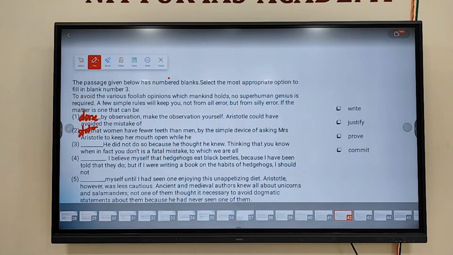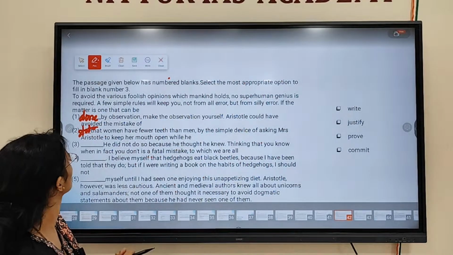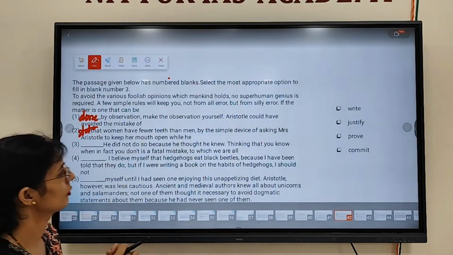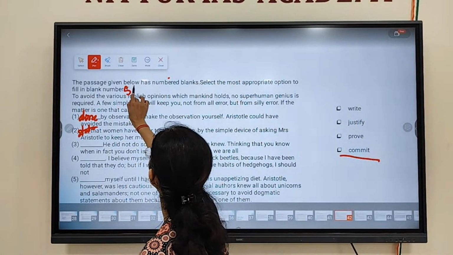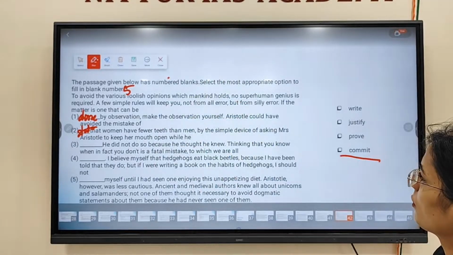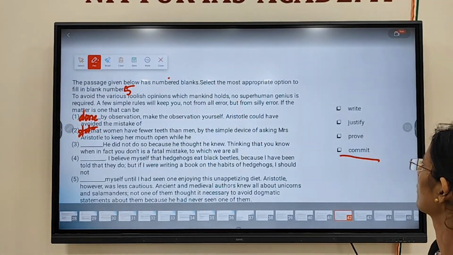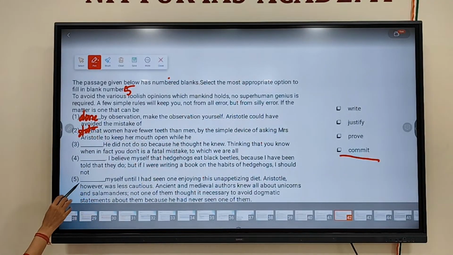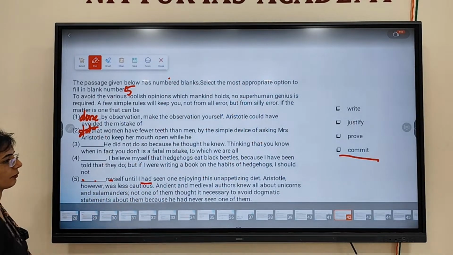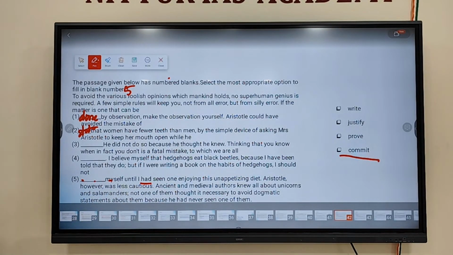So what should I put in the blank? And what are the options? These are to be filled with those five blanks. I think it should be blank number 5 here. The answer is commit. Aristotle would not have... I should not commit myself until I see one enjoying. The answer is commit.